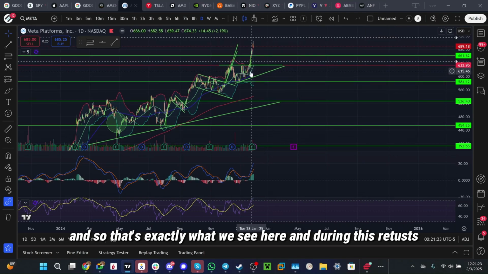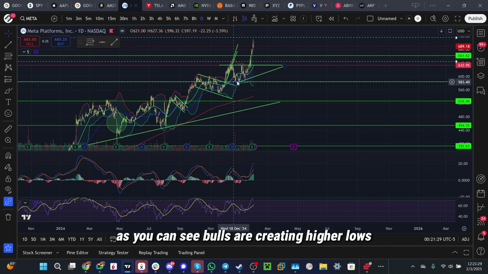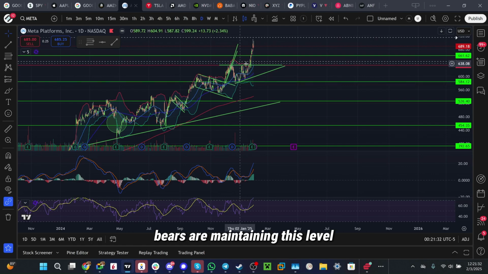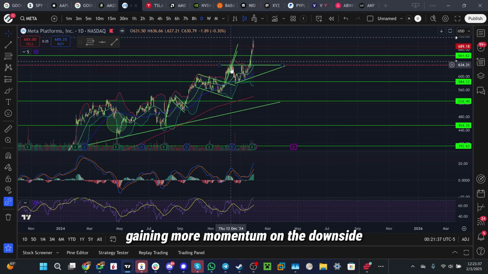And during this retest, I guess we formed another pattern of a flat symmetrical triangle. As you can see, bulls are creating higher lows, bears are maintaining this level, and we were able to break through that level after gaining more momentum on the downside right here.